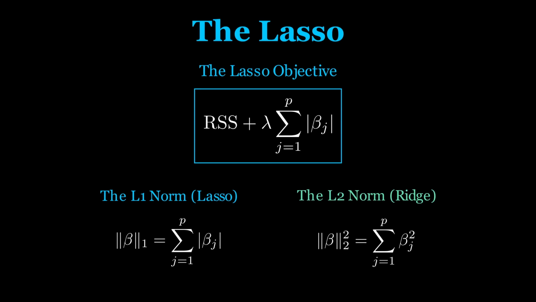Unlike the L2 norm, the L1 norm can force some coefficients to be exactly zero when lambda is sufficiently large. This happens because the absolute value penalty keeps a constant pull on every coefficient no matter how small it gets, while the squared penalty's pull fades away near zero, shrinking coefficients towards zero without ever quite reaching it.